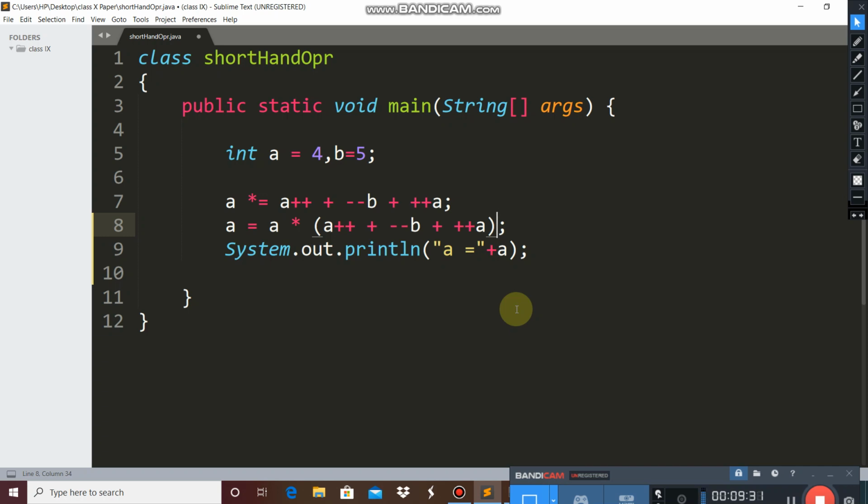So children, this is all about compound assignment operators, or we can say shorthand operators.